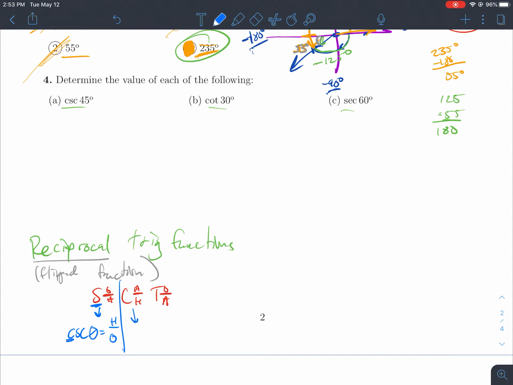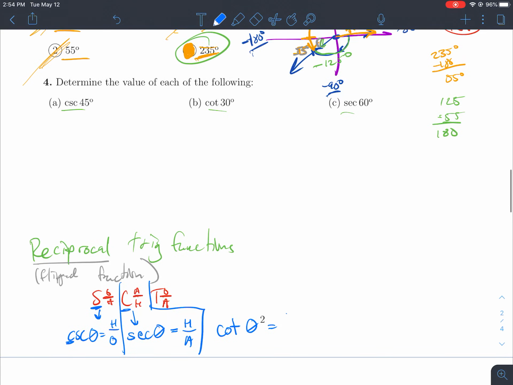Cosine also has a flip, and weirdly, the S here becomes the C, and the C here becomes an S, which stands for secant theta. Secant theta is going to be hypotenuse over adjacent. And then finally, tangent is the easiest one to remember, because when you flip tangent, it becomes cotangent theta. And that is the flip of this, adjacent divided by opposite.